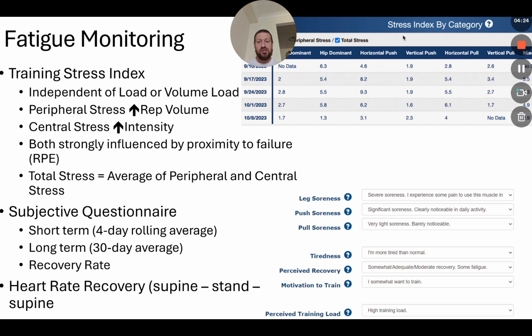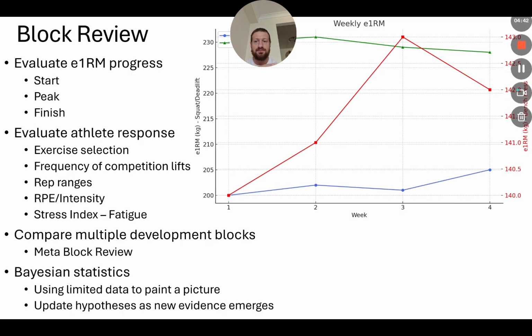So fatigue monitoring is very important to emerging strategies. They have an interesting concept of the training stress index, which is their way of measuring volume, but it's not just with the amount of sets. They're also taking into account the amount of reps that are performed and the proximity to failure. And they also use subjective questionnaires.